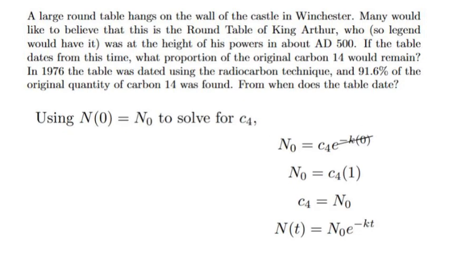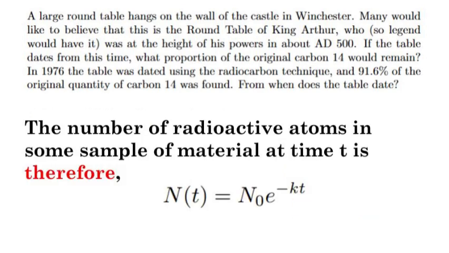Now, to obtain our particular solution, we are going to use our initial condition, N(0) is equal to n naught, to solve for c4. Doing so gives us that c4 is equal to n naught, and our particular solution is thus N(t) is equal to n naught times e to the power of negative kt. We find then that the number of radioactive atoms in some sample of material at time t is therefore N(t) is equal to n naught e to the power of negative kt.